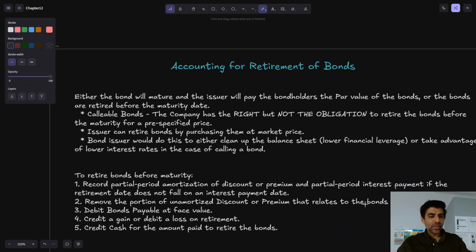Okay. There are these things called callable bonds where the company has the right but not the obligation to retire the bonds before maturity for a pre-specified price. So it may be like, okay, the official maturity is 2030, but the bonds are callable in 2027 for a price of 110. This is an example. Okay, so if it was advantageous for the company to retire the bonds early, then they are telling the investors we have the right to do that at this price. Okay, they don't have to do it, but they have the right to, and these are callable bonds.